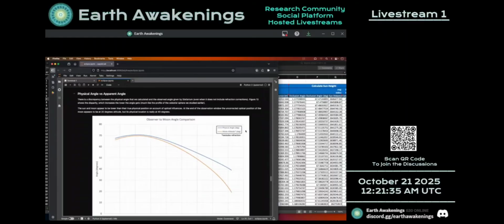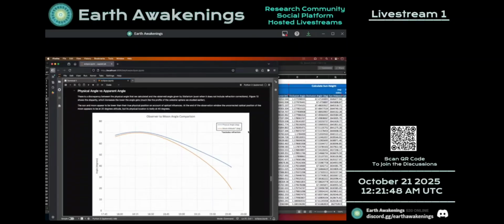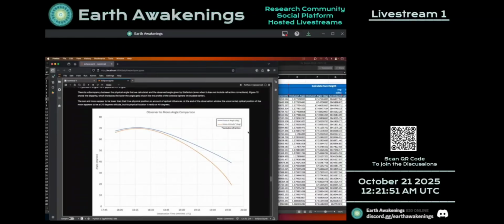And then lastly, let's look at the physical angle versus apparent angle. There's a discrepancy between the physical angle that we calculated and the observed angle given by Stellarium, even when it does not include refraction corrections. This disparity is shown below, which increases the lower the angle gets, similar to what we saw with the profiles of the celestial sphere. The sun and moon appear to be lower than their true physical position on account of optical influences. Here we can see the physical location of the moon is at 40 degrees, but the apparent is at 20. So there's a pretty big disparity there.